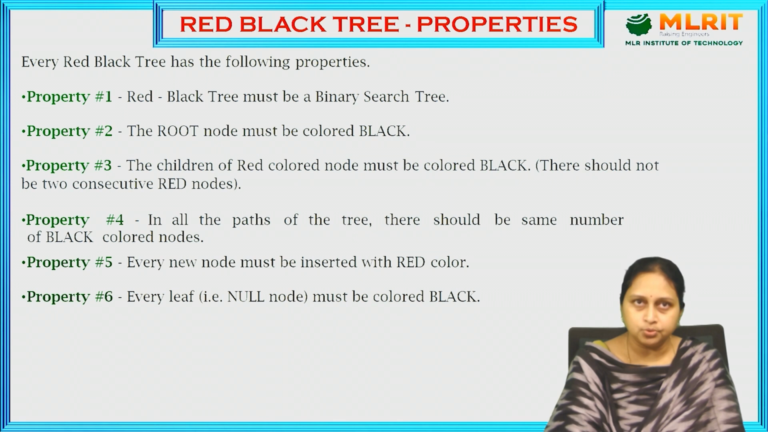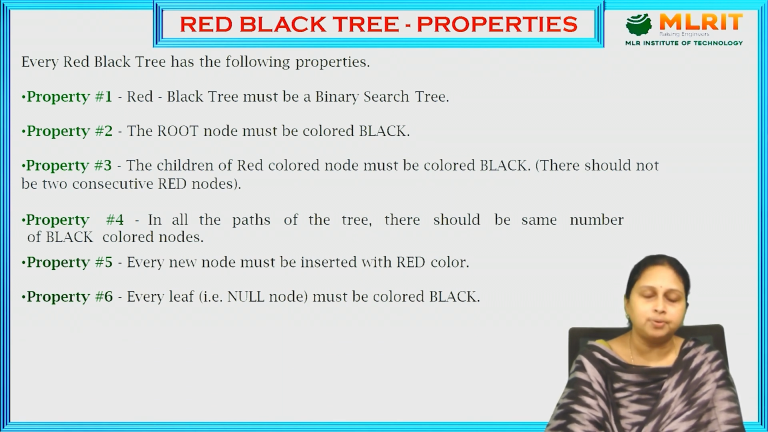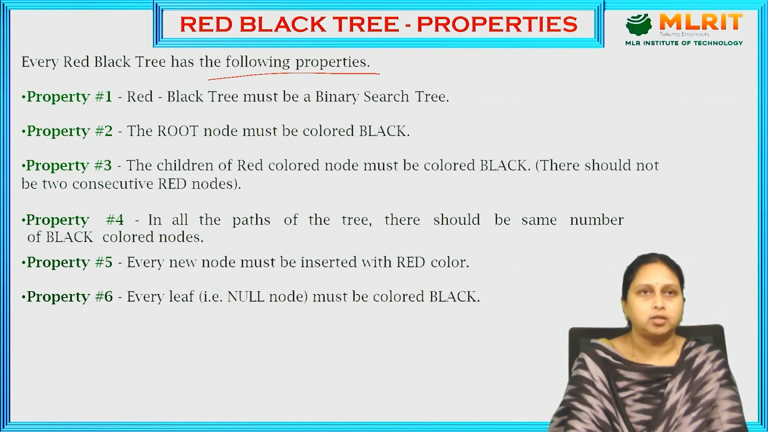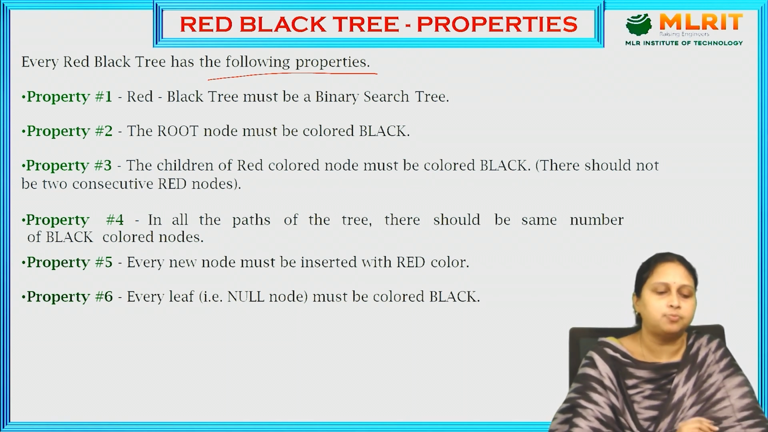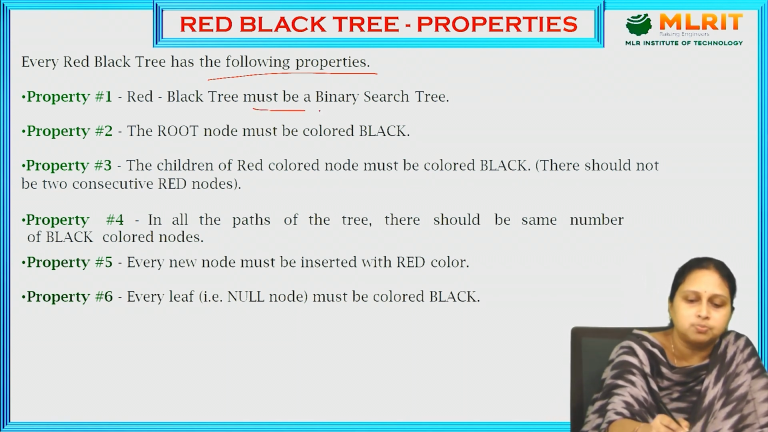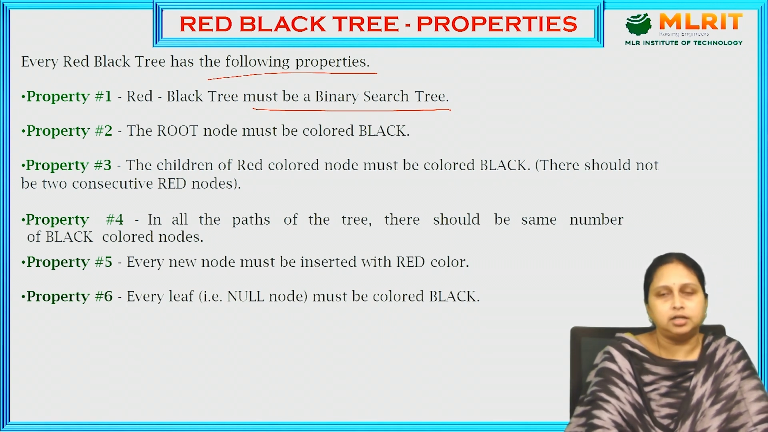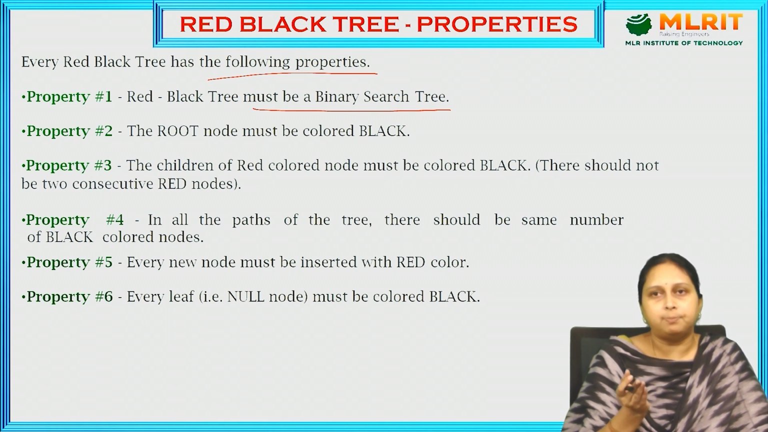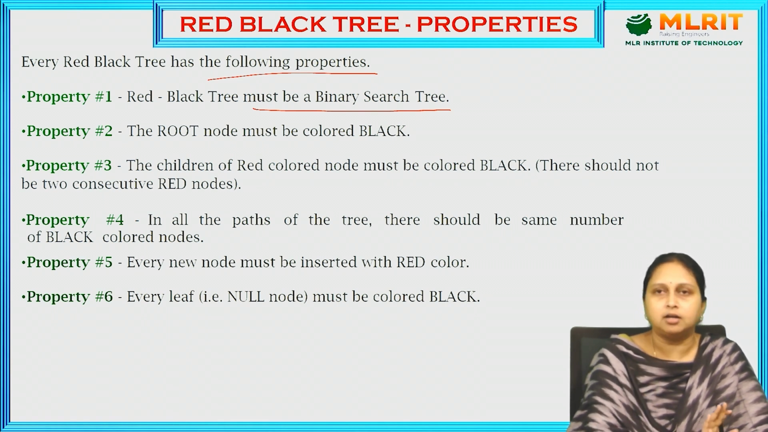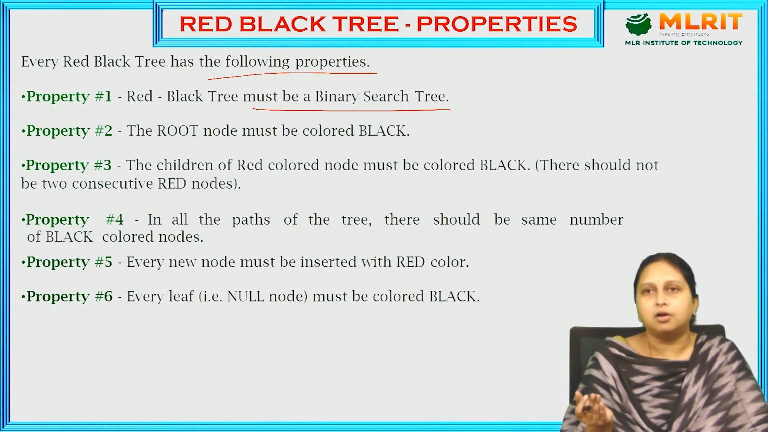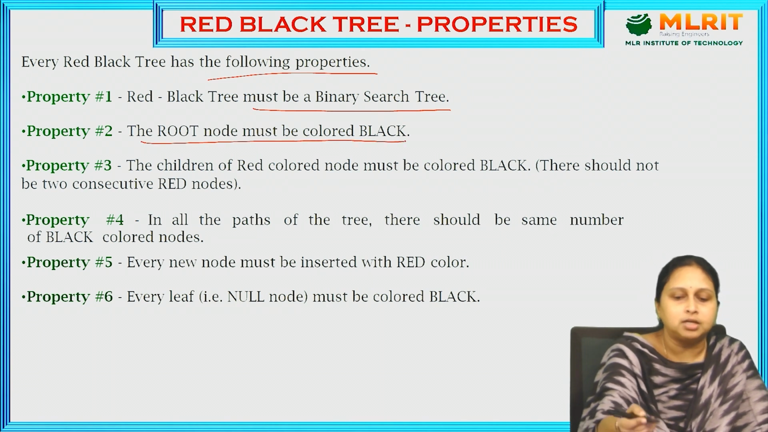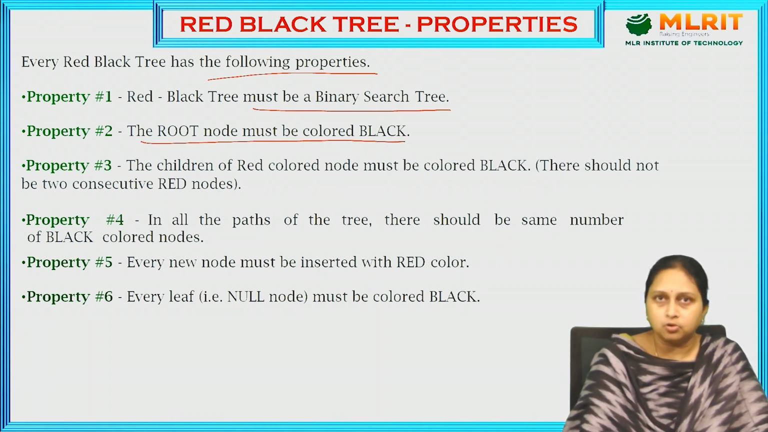When I want to construct a red-black tree, we need to follow the following properties. What are the properties we need to follow? First, property 1: a red-black tree must be a binary search tree. Yes, it has to follow the BST properties. Compared with the root node, the left subtree will have all the lesser elements, and the right subtree has all the greater elements. The root node must be colored black. Always, the root node must be black.